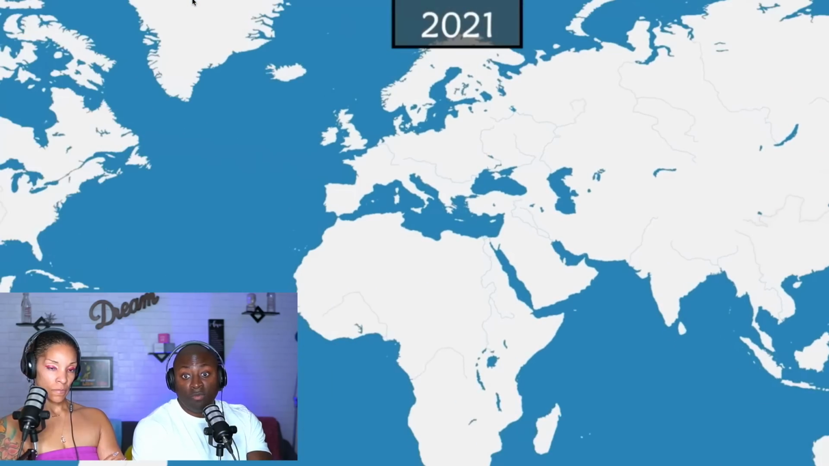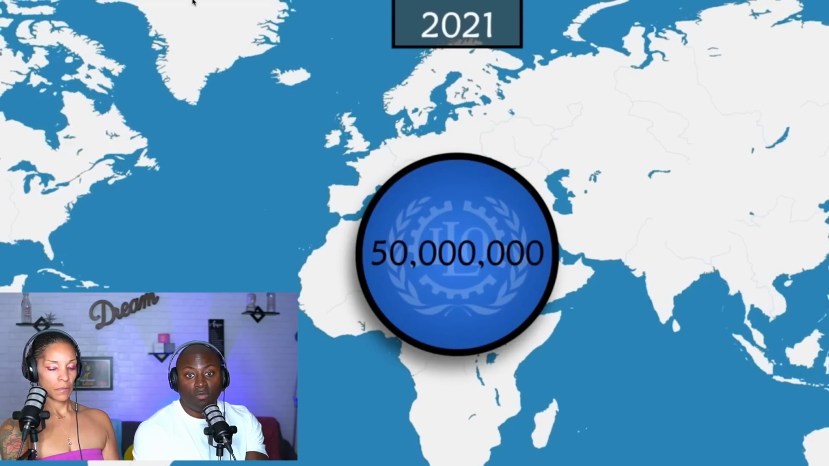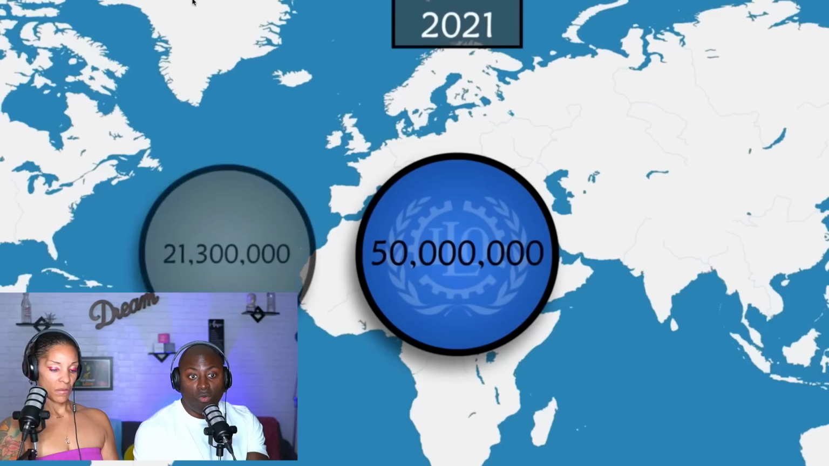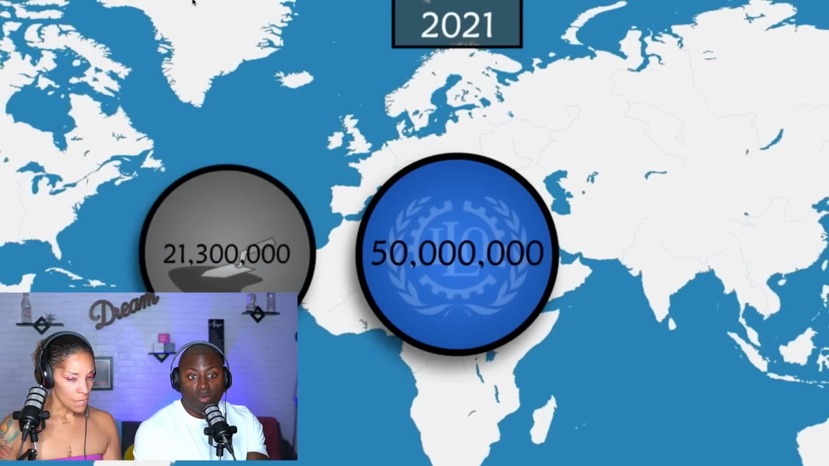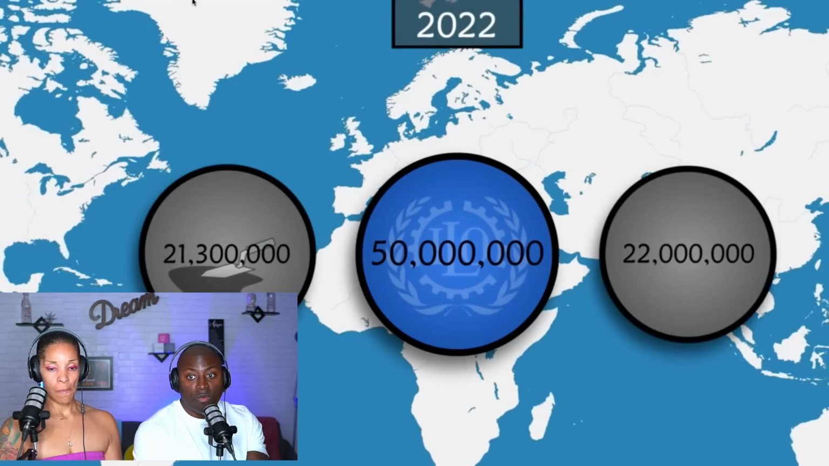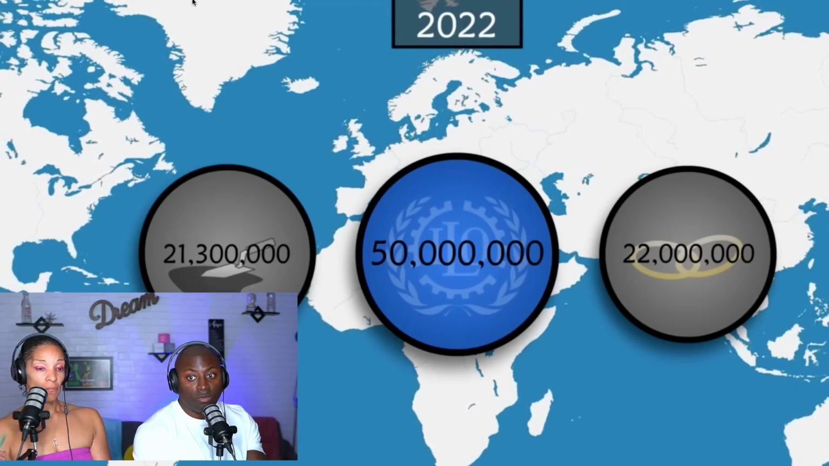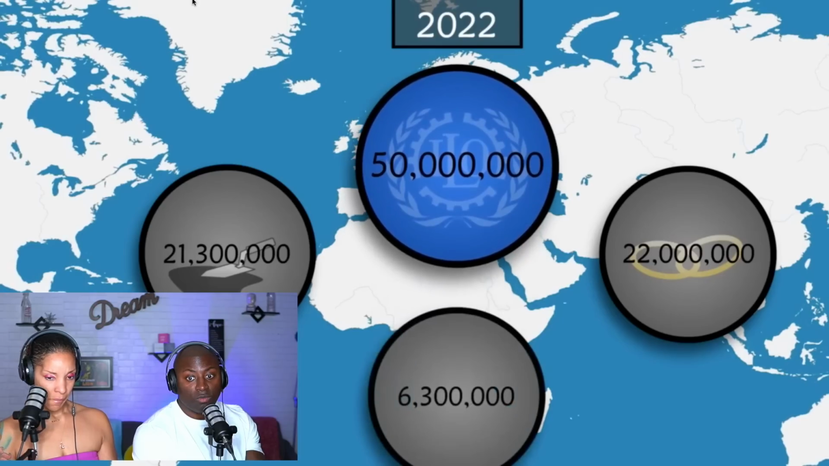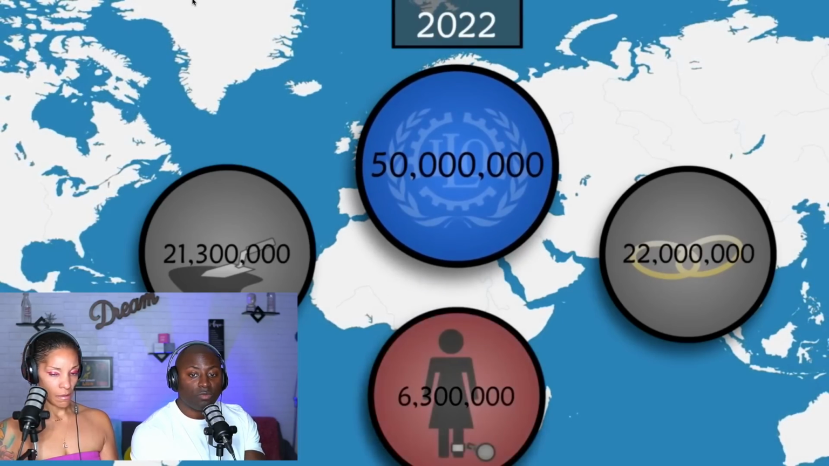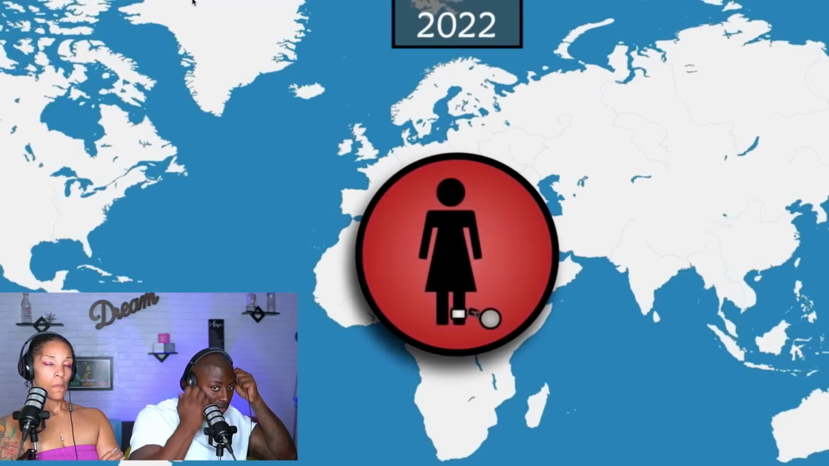In 2021, according to the latest estimates of the International Labor Organization, there are about 50 million slaves in the world, more than ever before in history. 21.3 million are victims of forced labor, of which 3.3 million are children, while 22 million people, mostly women, are victims of forced marriage, which is considered a form of sexual and domestic slavery. Finally, 6.3 million people, again mainly women, are victims of commercial sexual exploitation. In total, women represent about 70% of the world's slaves.